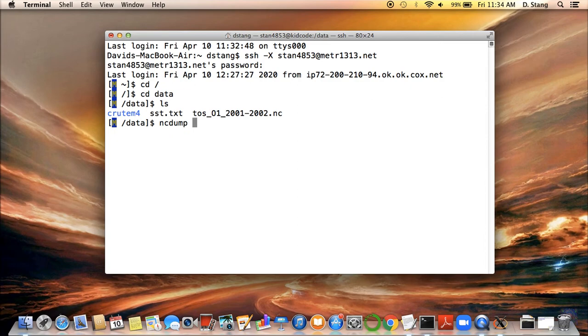ncdump space -h. You don't necessarily have to include the -h, but if you don't want a whole bunch of information to the screen, this -h is a command line argument that tells the command line we don't want everything, we want only the most important information. And then from there, we simply type out the name of the NetCDF file that we had before. Again, I just typed the first few letters and then hit tab to fill that in.